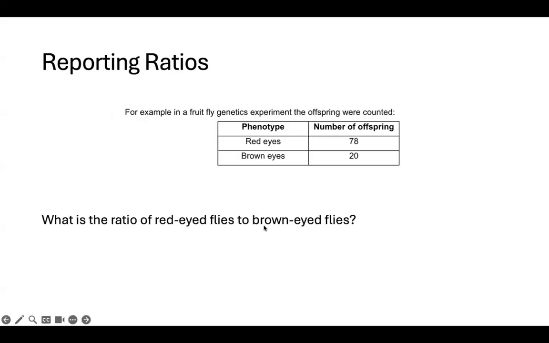Okay, reporting ratios here, it's very similar, but have another go. This is just us taking actual numbers and applying it to maths.